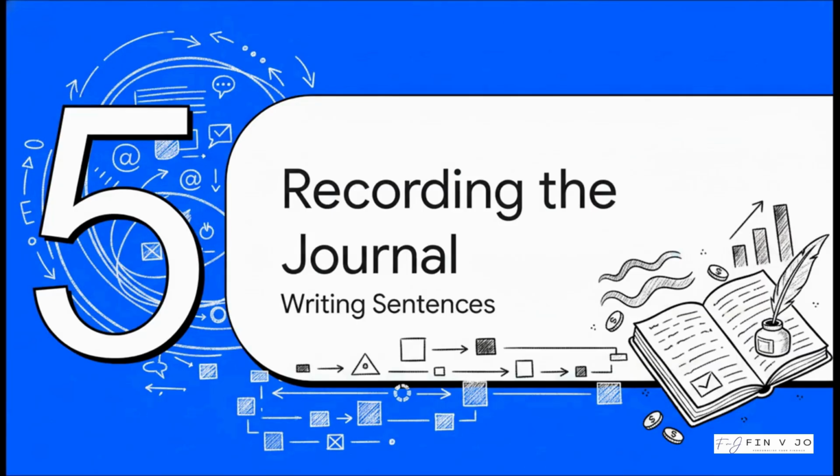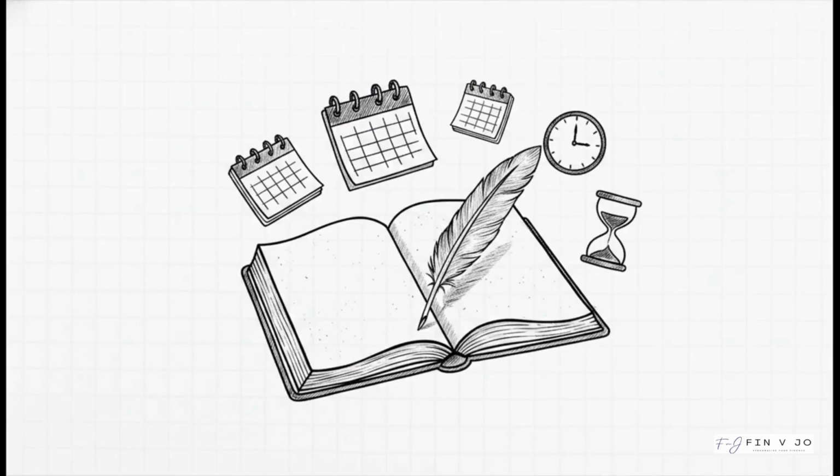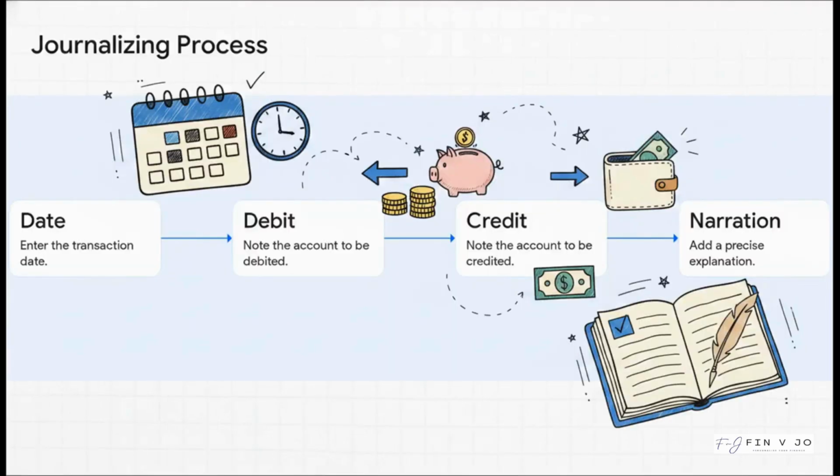All right, final piece of the puzzle. Section 5, recording the journal, writing the sentences. We've got our history, our vocabulary, and our grammar. Now it is time to write. The journal is known as the Book of Original Entry, meaning whenever a transaction happens, this is the very first place it gets recorded. Think of the journal as the daily diary of the business. It is kept in strictly chronological order. If you don't record things as they occur, day by day, it becomes practically impossible to keep your financial records organized.